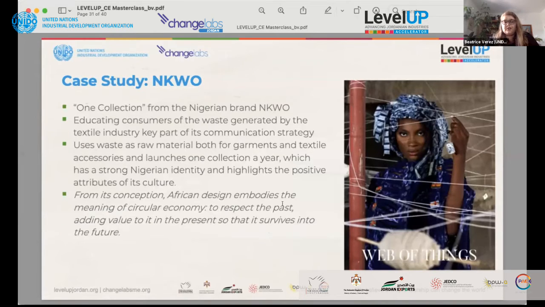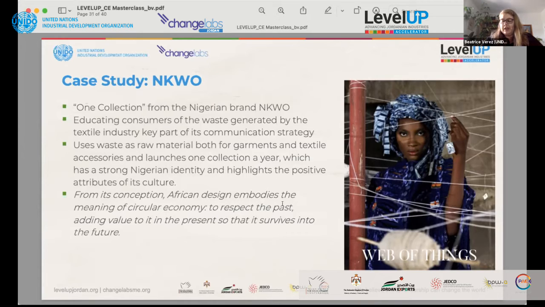So I'm just going to go into 2 different case studies of brands that have focused on communicating their value on the principles of circular economy. So for example, the Nigerian brand NKWO works very hard to educate consumers about the waste generated by the textile industry. That is a key part of its communication strategy.